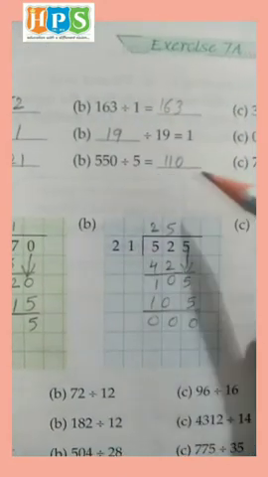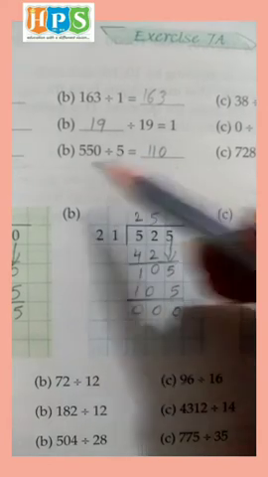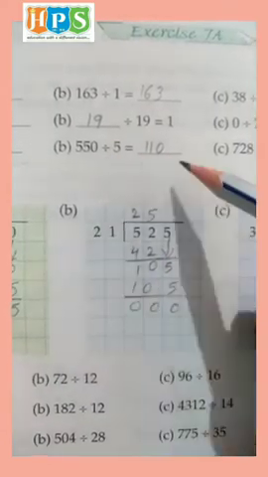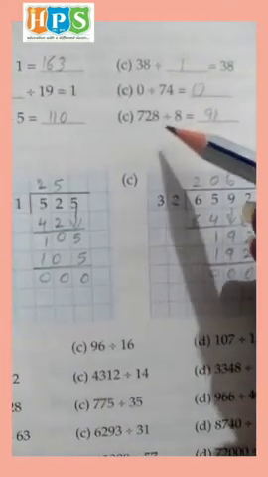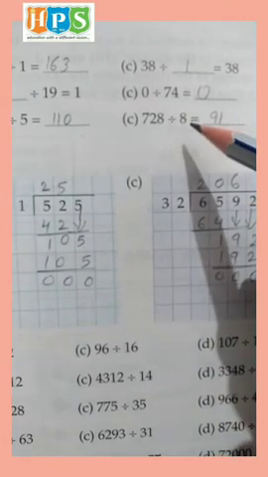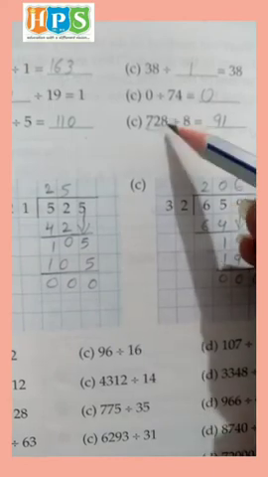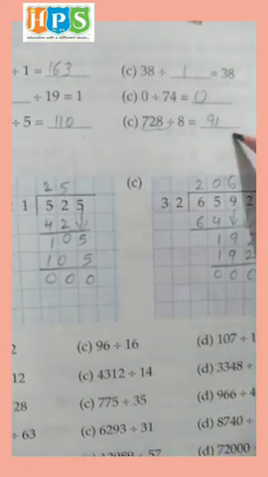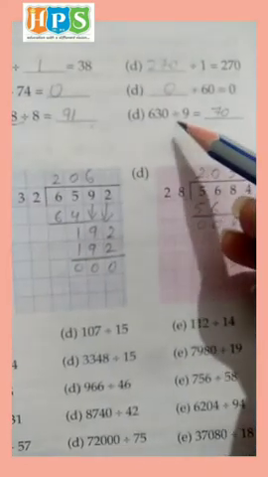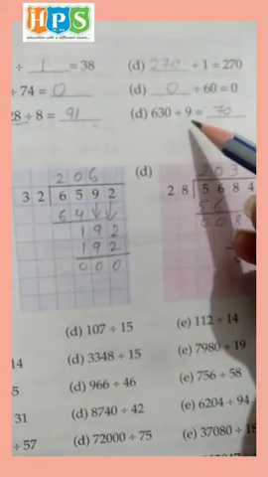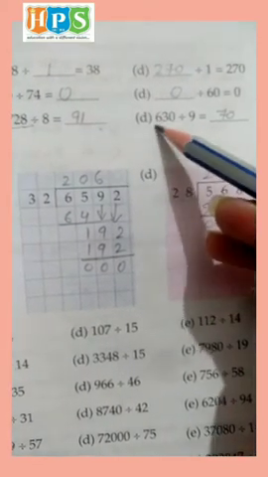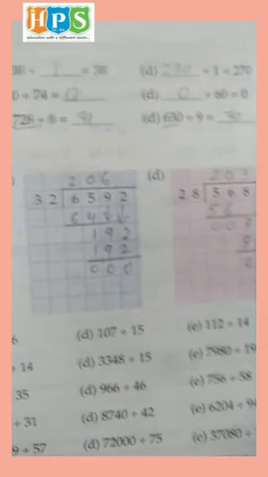550 divide 5 is equal to 110. 5 1 is 5, 5 1 is 5 and 0. 728 divide 8. 8 9 is 72 and 8 1 is 8. 630 divide 9. 9 7 is 63 and 0. It means 70.